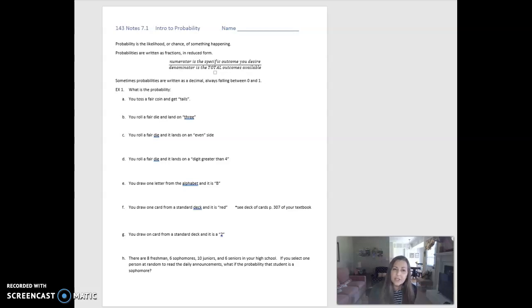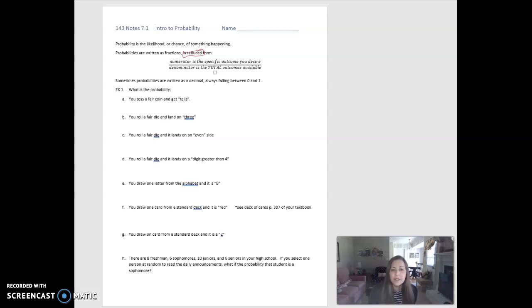Probabilities are written as fractions, and they're always going to be reduced, so make sure that you reduce your fraction. The numerator goes on the top. That's going to be the specific outcome you desire. And then the denominator, which goes on the bottom, is going to be the total outcomes available. And I'm going to explain that more in detail as we look at some examples.